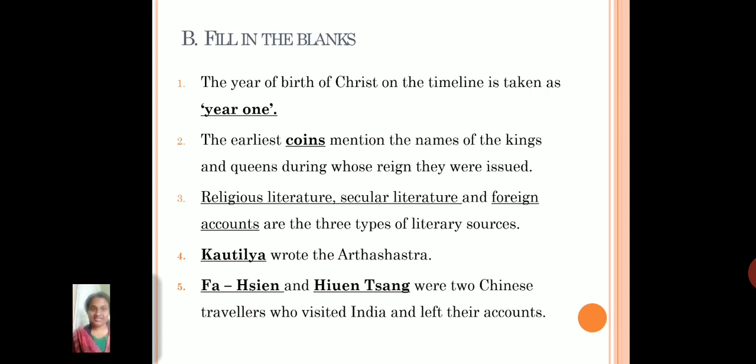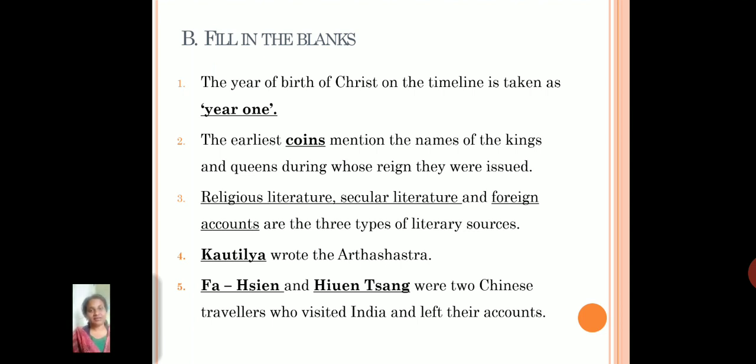Now the fourth one. Your answer is Kautilya. What is the answer? Kautilya. How do you spell it? K-A-U-T-I-L-Y-A. Kautilya. Okay, what's the spelling? K-A-U-T-I-L-Y-A. Kautilya wrote the Arthashastra. Alright, Kautilya wrote the Arthashastra.